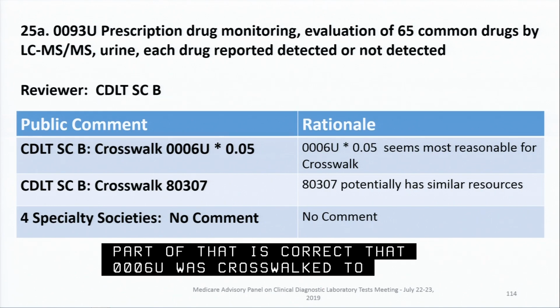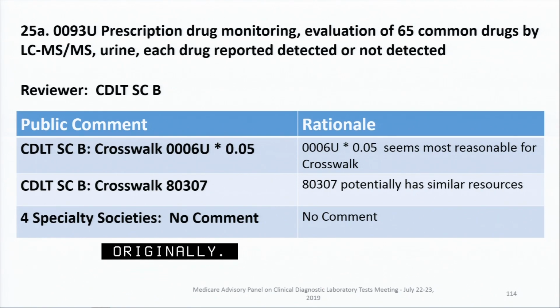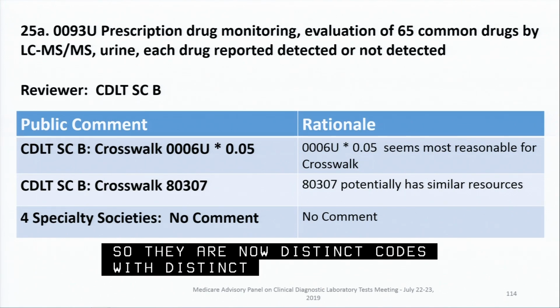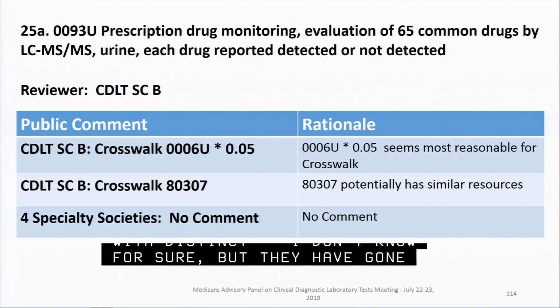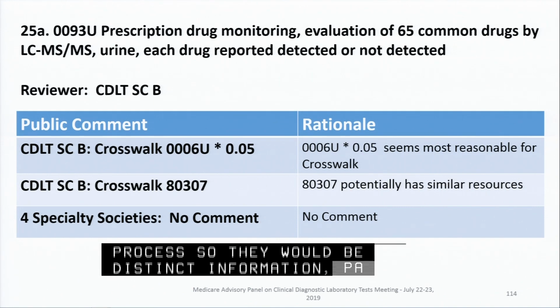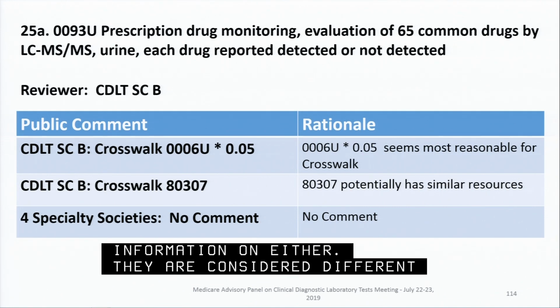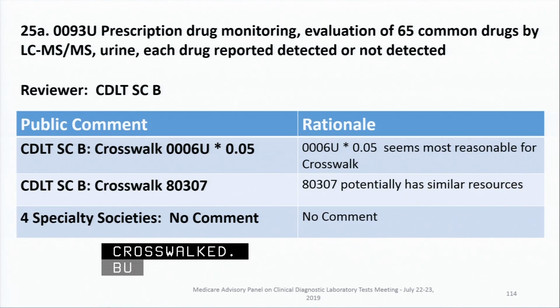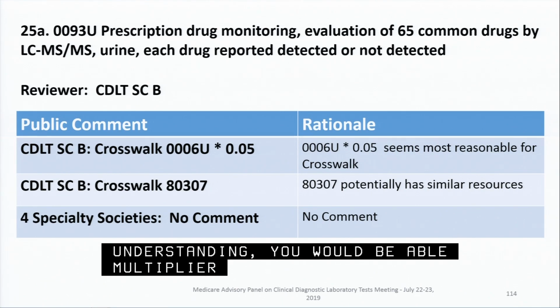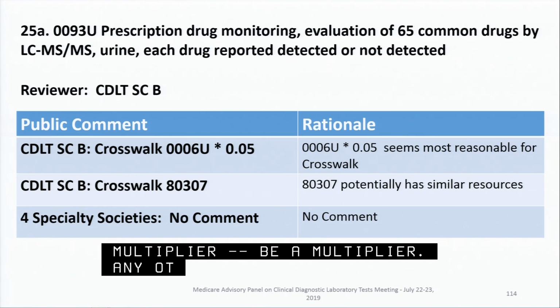Okay. But that was also 3 years ago. So they are now distinct codes with distinct, I don't know for sure, but they've gone through a data collection process, so there would be distinct payment information on either. So they are considered different codes now. They were once crosswalked, but it's been 3 years, so they're now distinct. So they would be distinct votes. Okay. And from what I'm understanding from Subcommittee B, the multiplier of 0.5 would be maintained with 0006U. So, any other questions?